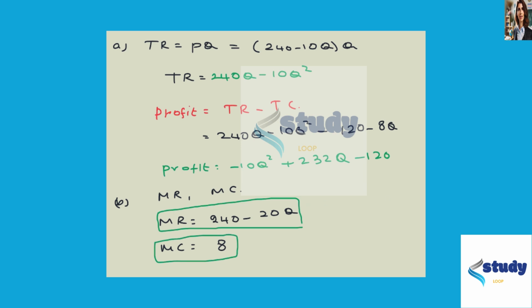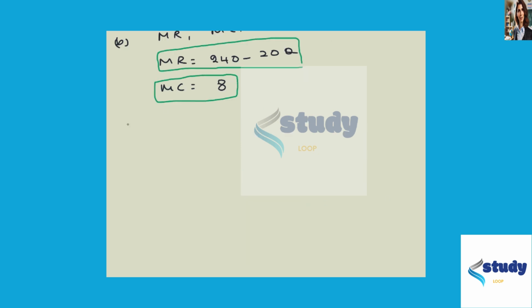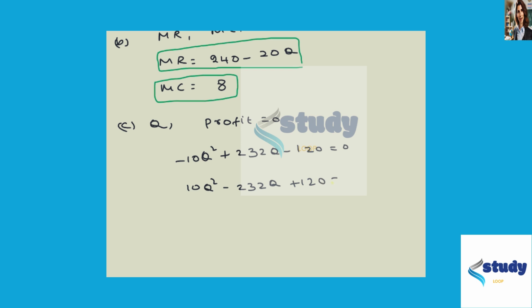Now, let us move on to part C. In part C, we need to find the value of Q when the firm breaks even, that is, profit is equal to 0. Therefore, minus 10Q squared plus 232Q minus 120 is equal to 0, or 10Q squared minus 232Q plus 120 is equal to 0.